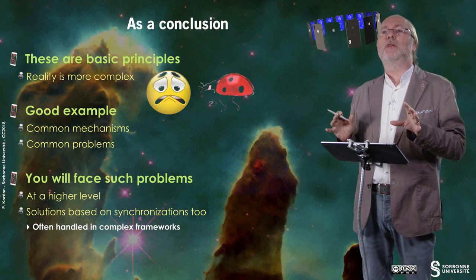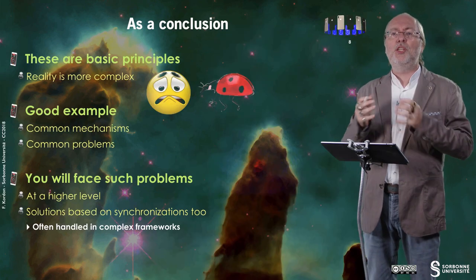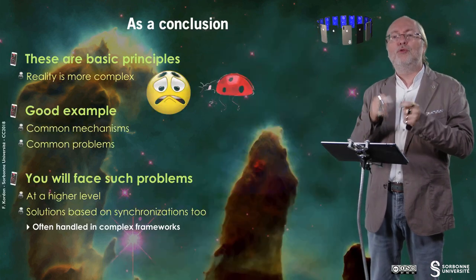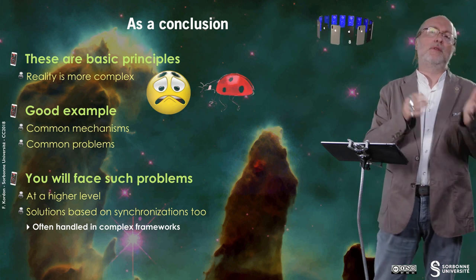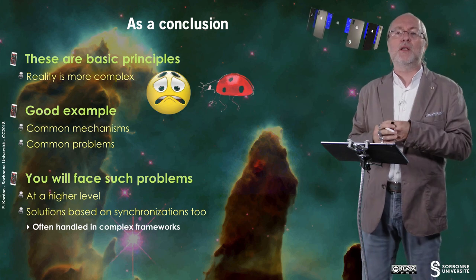As a conclusion, I just showed you the basic principle of event-based programming. It's a good example because it's simple. It shows you basic and common mechanisms, and basic and common problems to solve. And of course, you will face such problems at a higher level. As I mentioned, you will not use mechanisms such as disarming or rearming interruptions. You will use synchronization mechanisms embedded into APIs that are a way to interact with frameworks.